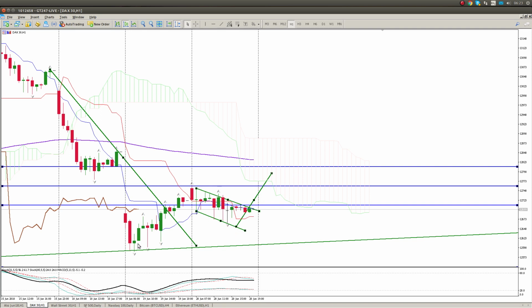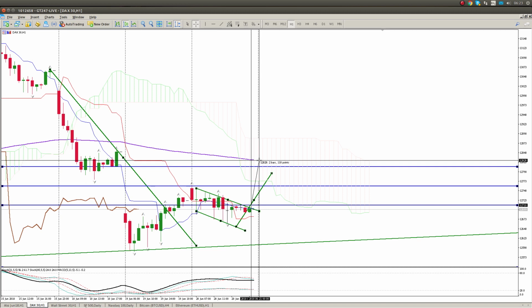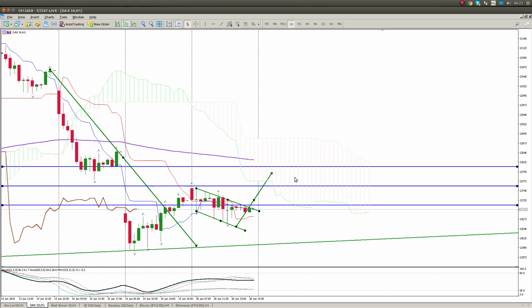I'm not too keen to play a short here. There are just too many buyers. Looking at this, there are way too many buyers around here for me to consider shorts. So that's the play for me. Probably sit on hands. If we do get a nice break of this range, that convinces me. Otherwise, I'll get in for a long, and I'm looking for about a 100-point trade on the DAX this morning if we do get longs going.